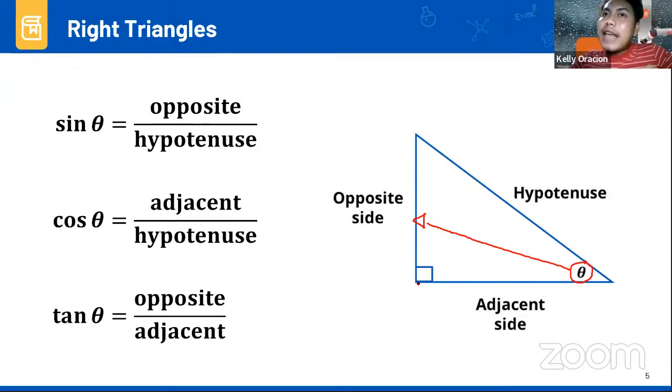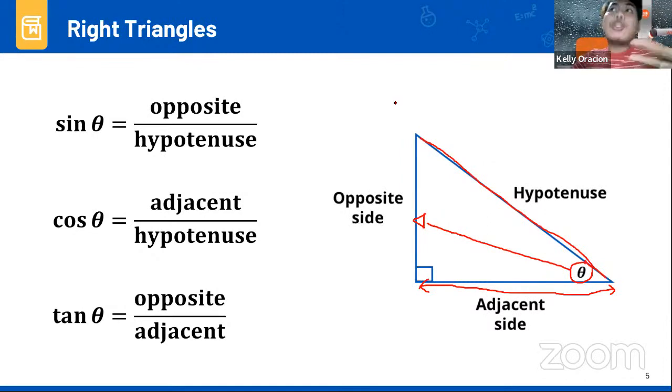Yung nasa gilid niya, class, ito, adjacent side. And lastly, the last part or side of a right triangle is the hypotenuse. The hypotenuse is the longest side of a right triangle. Also, the hypotenuse is the opposite side of the right angle.